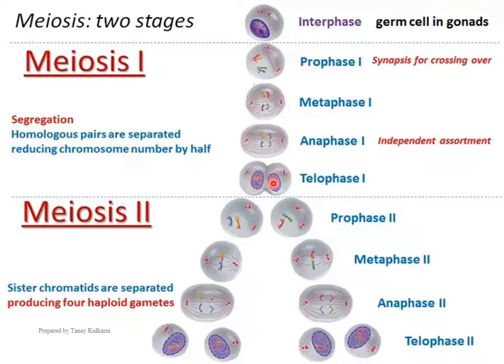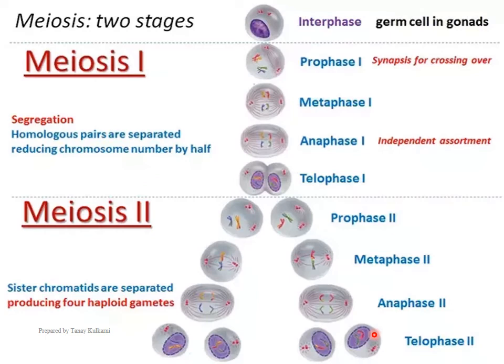Once this happens, both these cells enter into meiosis 2, and this cell continues to form two daughter cells with 23 and 23 chromosomes. The second cell, which was formed at the end of meiosis 1, further undergoes division and also forms two cells with 23 and 23 chromosomes. If you refer to the diagram on page number 23 of our textbook, you can see the same thing.